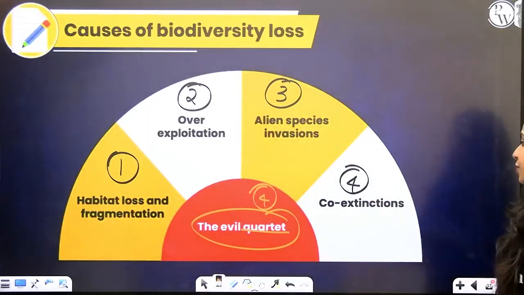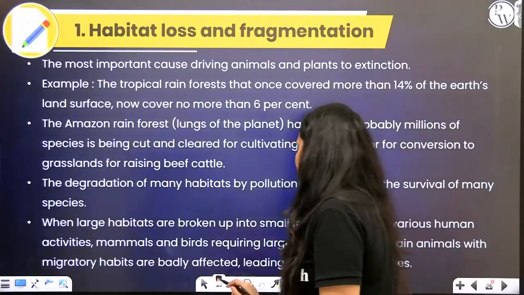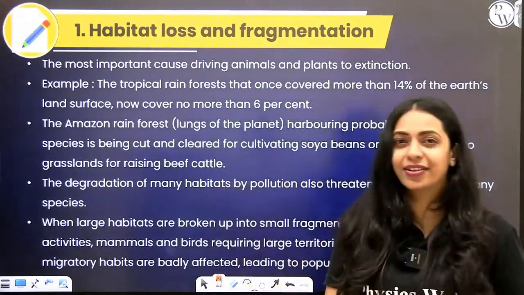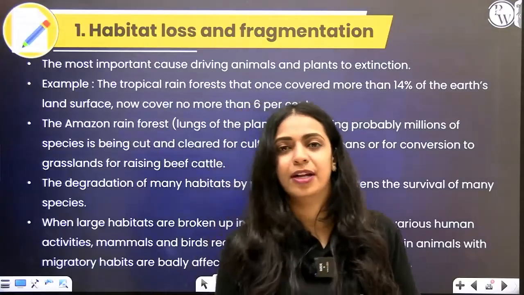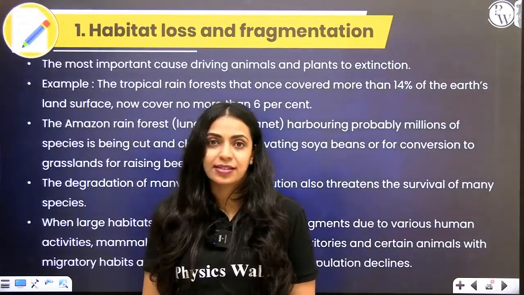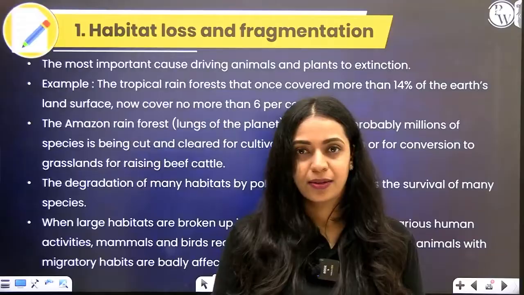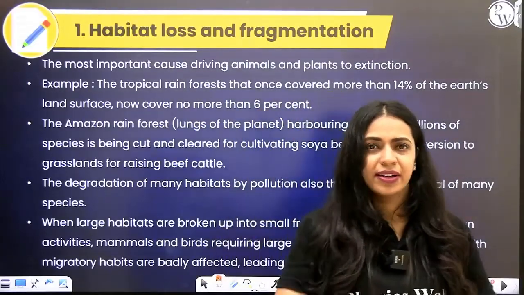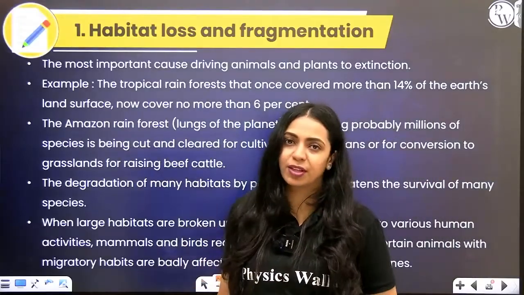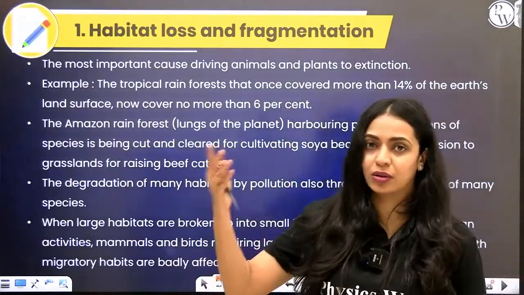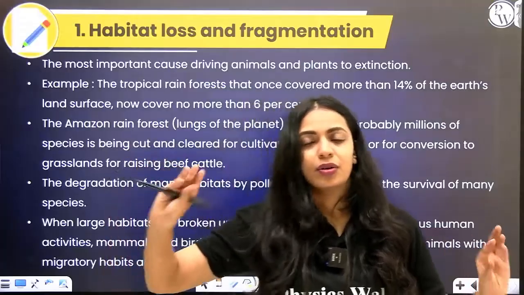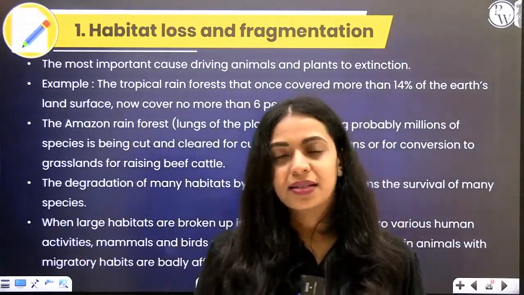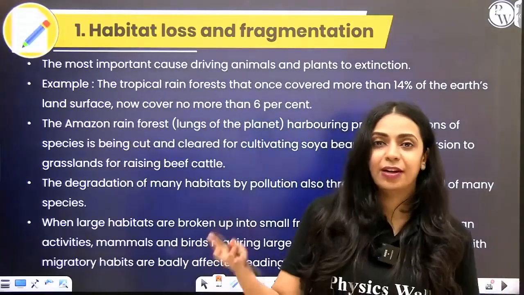Let's understand each of them one by one, starting with habitat loss and fragmentation. I'm sure you know what habitat is. Habitat is basically the address of the organism. Where does it live is the habitat. Habitat loss is that organism becoming homeless because the forest was probably cut down for something else, or that area was converted into something else. What was once a grassland is probably now a tall building. So that particular organism has lost its house forever. That is habitat loss.